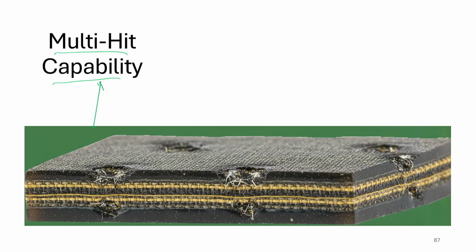But in case of composite material, it can sustain multiple hits. So, here you can see in a composite material, if there is any projectile hit, bullet hit, that portion will be damaged partially, but it will keep the other portion intact. So, multi-hit capability is there. The structure will not disintegrate immediately, the structure will remain there.